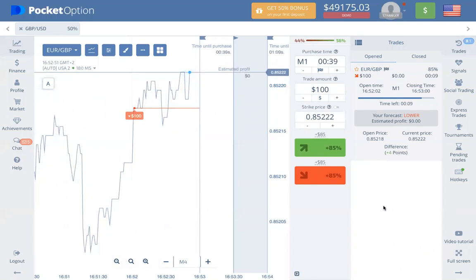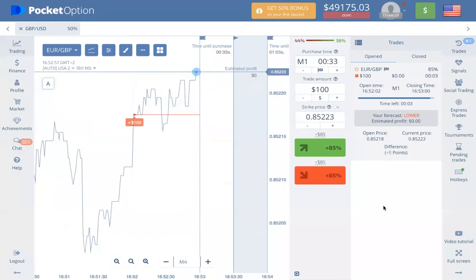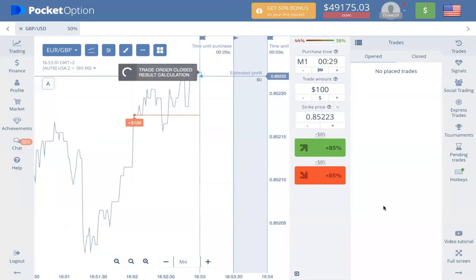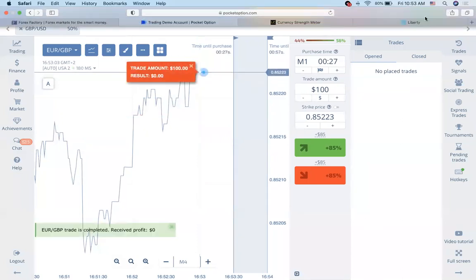220 is a good one. Sheesh. All right, 222 is not bad. That's the spike. This market is moving crazy.